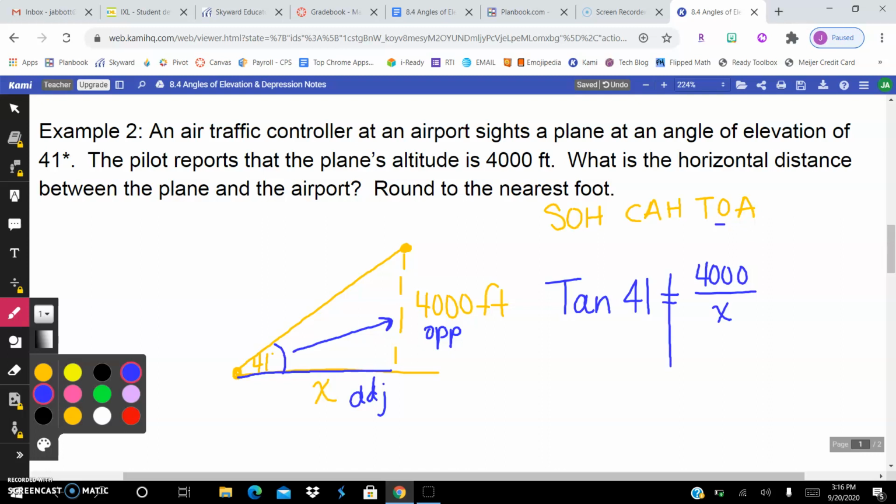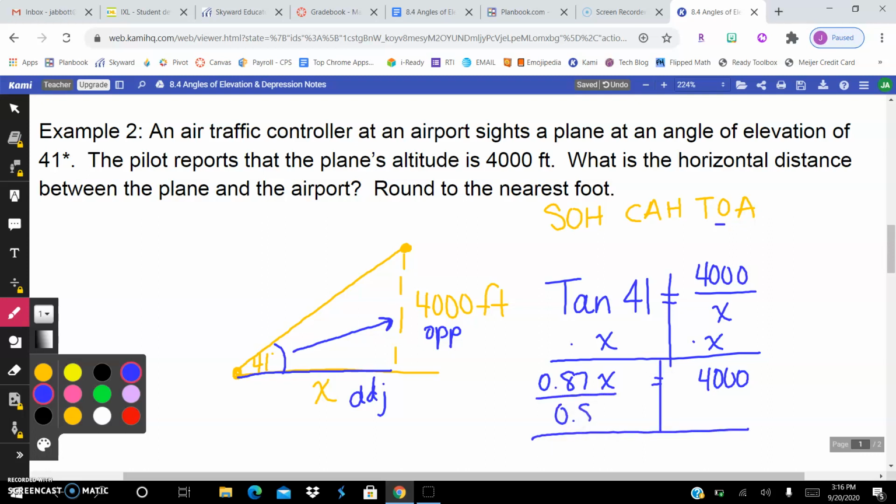So I am going to multiply both sides by x. So I would have 4,000 here. And the tangent of 41 comes out to be approximately 0.87. So we would have 0.87 times x. And then we would divide by that.